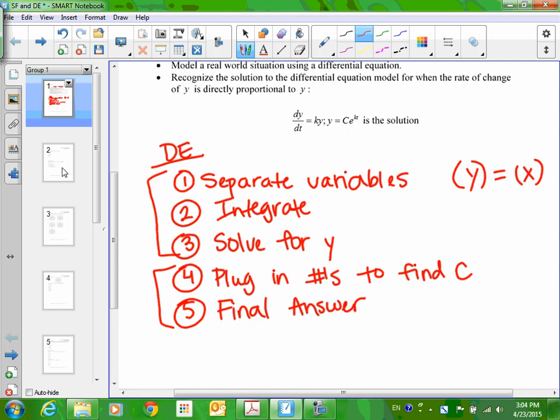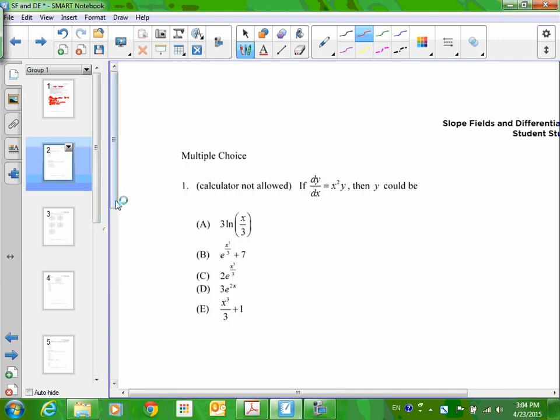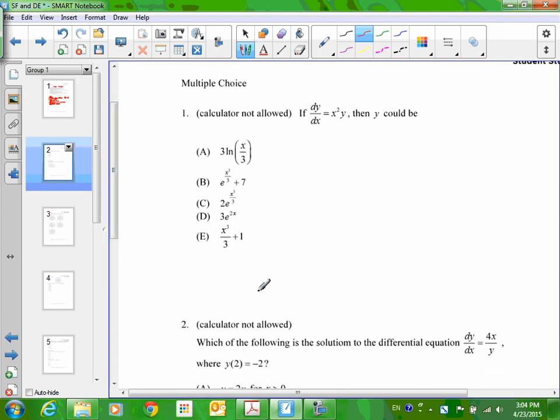Okay, so let's look at number 1. This is a non-calculator problem, and right now I have an x squared and a y on the same side. My variables are not separated. So how do I get the y over to the left-hand side? Divide. So it's 1 over y dy. The x squared is good to stay where it is, and we always move the dx over to the right-hand side. We've been doing that for a long time. Okay, that's the first step. In a free response question, you get a point just for doing that.